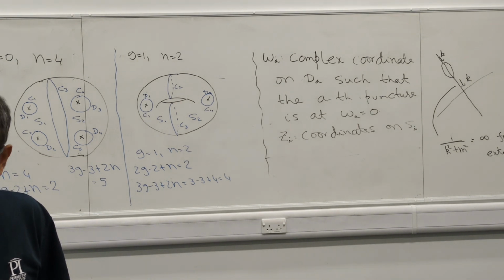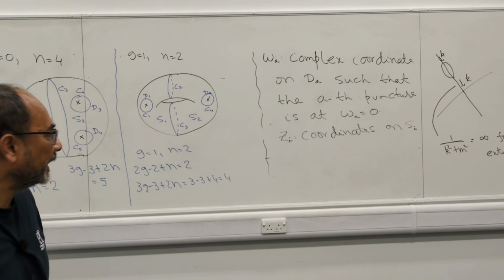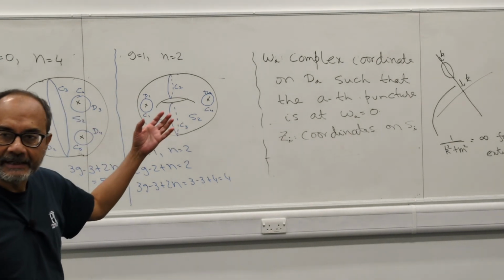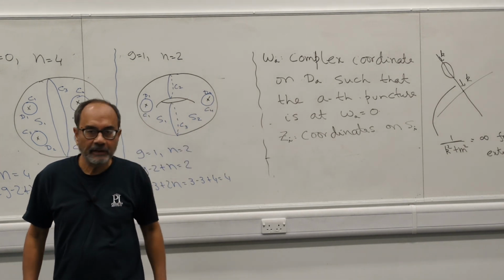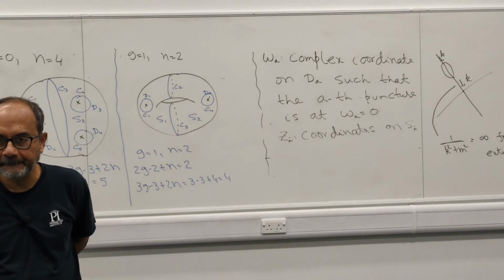No, not necessarily. Because on the sphere there is really no preferred point, right? The punctures are special, right? The WA has to be equal to 0 at the puncture. On the sphere, it's not fixed.